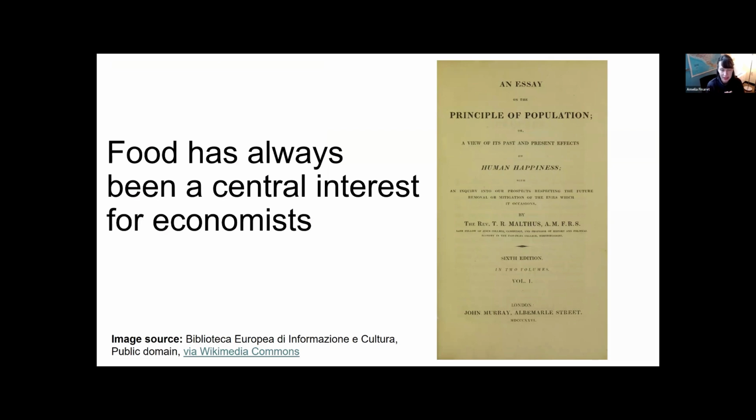And we also see economics and food economics in particular coming up in some very early works, including an essay on the principle of population by Thomas Malthus, which arose out of a big concern between the challenge of population growth, but also food supply and what that meant for the world.